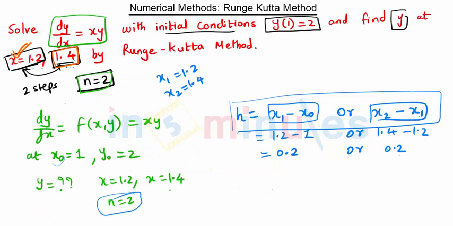So we have found out the value of y at x equal to 1.2 and x equal to 1.4. So this is how we solve the problem on Runge-Kutta method.